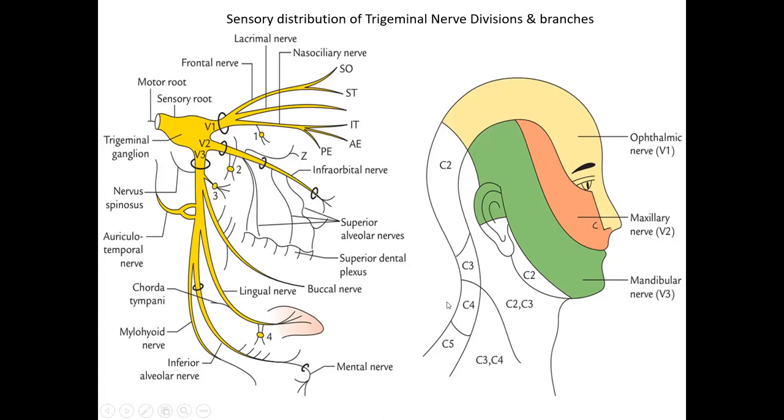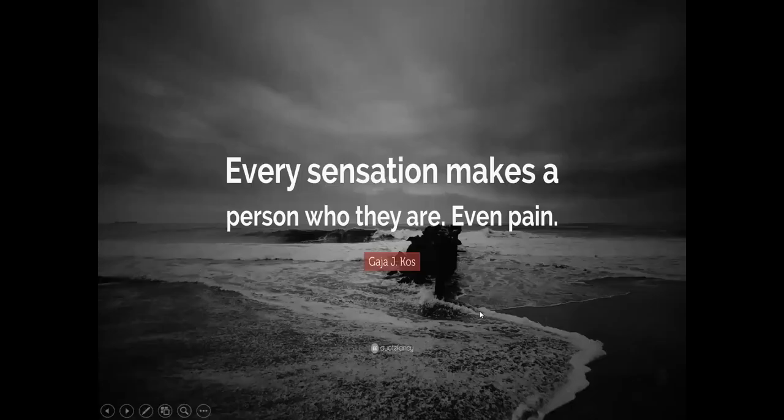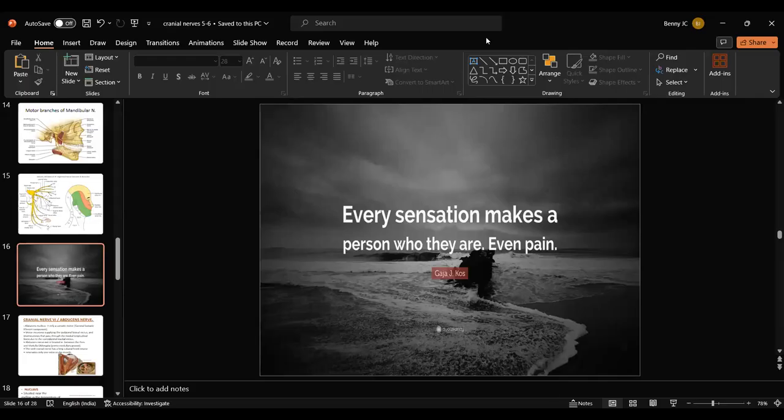So this is the summary of trigeminal, and because of its very important relevance to the sensory and motor divisions, we can say it is a very important nerve to remember among the cranial nerves. So I hope you could understand the relevance of the fifth cranial nerve, the trigeminal nerve.